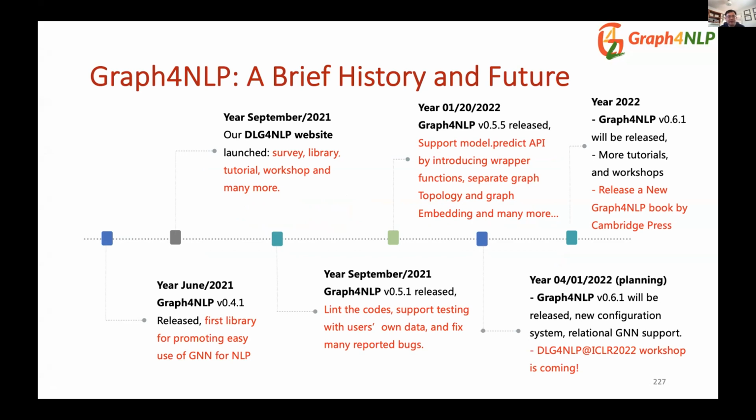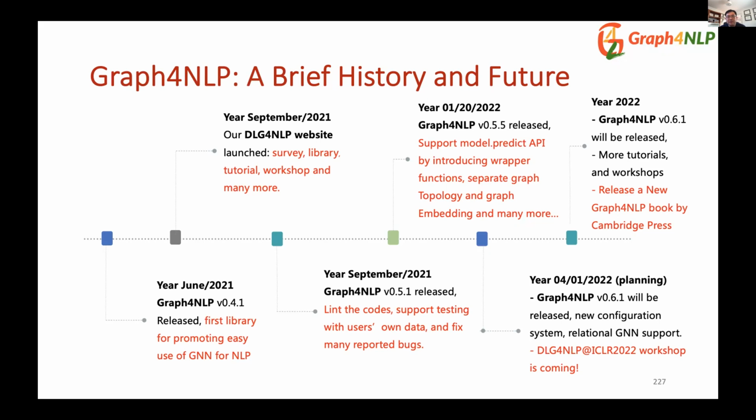In June 2021, we released our first Graph4NLP version. We call it v0.4.1 because before that we had already tried some internal use. From 0.4.1, we first publicly released this library and tried to make it benefit the whole community.